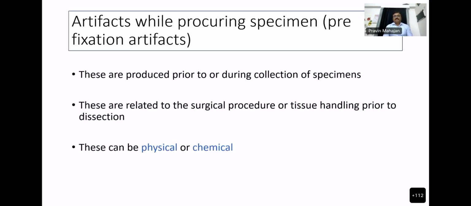Now, what are the pre-fixation artifacts? These are the artifacts, the distortion or defect, which come into the tissue while we are procuring the specimens. So these are produced prior to or during the collection of specimens. These are usually related to the surgical procedure, or to the radiology procedure where they are obtaining the tissue. And these are because of the handling of the tissue during dissection. Now, these can be physical or chemical artifacts.